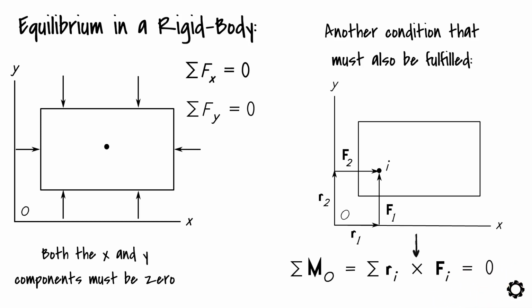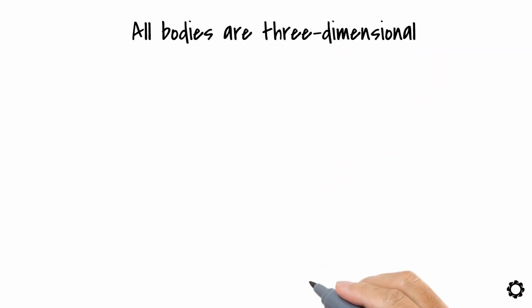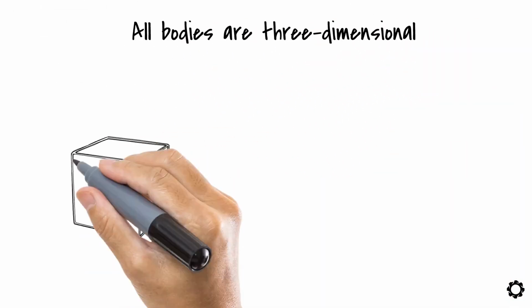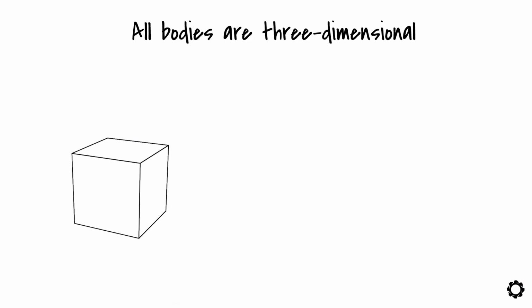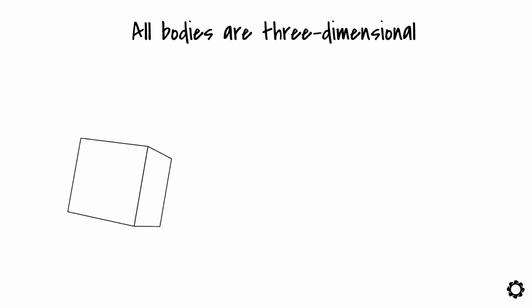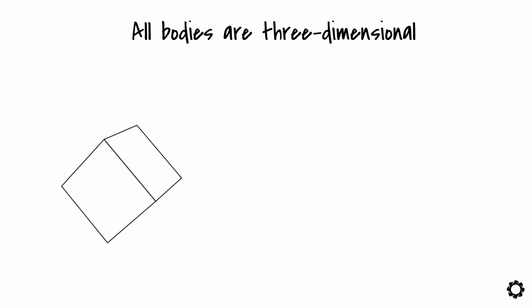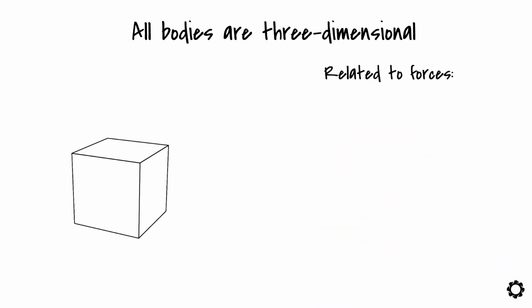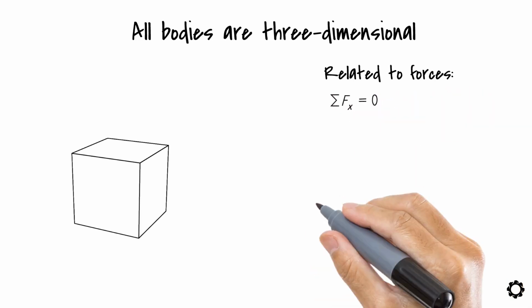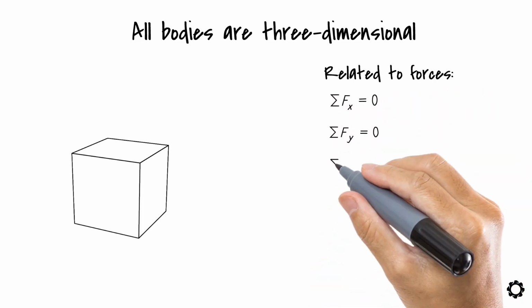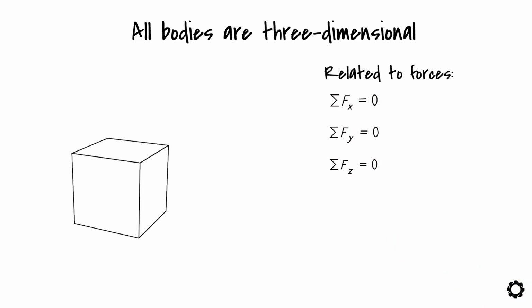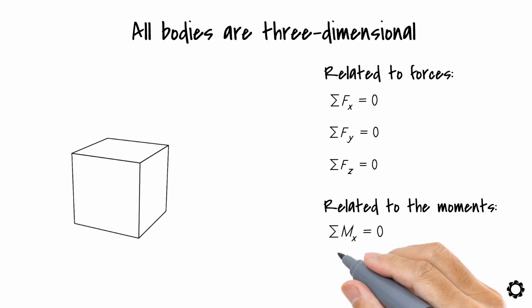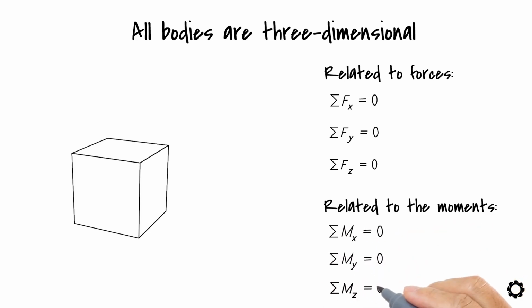One thing that you should note is that in practice, all bodies are three-dimensional, which often results in us solving the equilibrium of a rigid body by using several equations. Because an unconstrained body can have 6 degrees of freedom, we need to use 6 different equations for solving the equilibrium of the body. 3 of them are related to forces which can be written as scalar equations as follows: summation of Fx equals 0, summation of Fy equals 0, summation of Fz equals 0. The other 3 equations are then related to the moments, which are summation of Mx equals 0, summation of My equals 0, summation of Mz equals 0.